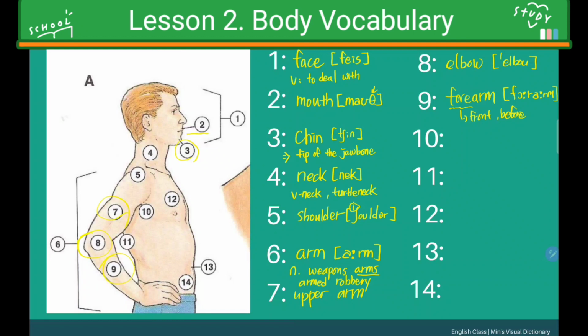Number 10 right there, we call that armpit. Armpit. Pit means hole. So that over there, number 10, looks like a hole, right? And number 11 is our back. As in back pain.